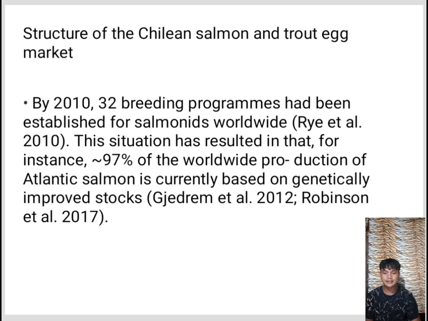After this early initiative, the rapid growth of the Chilean salmon industry has led to the establishment of about 15 private breeding programs for salmonid species in the country, representing almost half of the total number of salmon and trout breeding programs in the world.